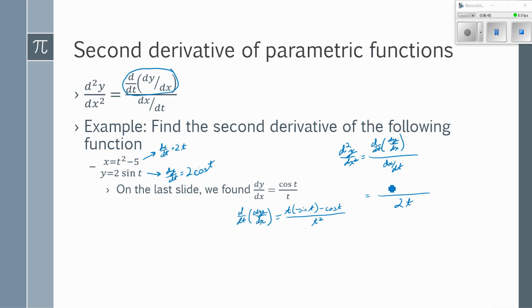So replacing that into my second derivative part, I'm going to have negative t sine t minus cosine of t all over t squared, all divided by 2t. And that is our second derivative.